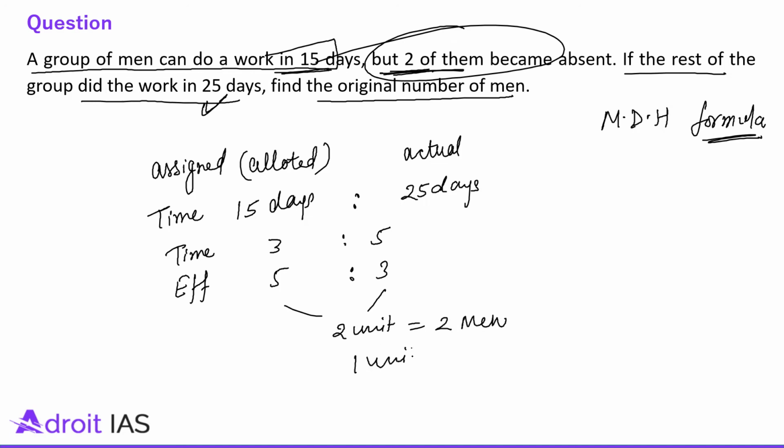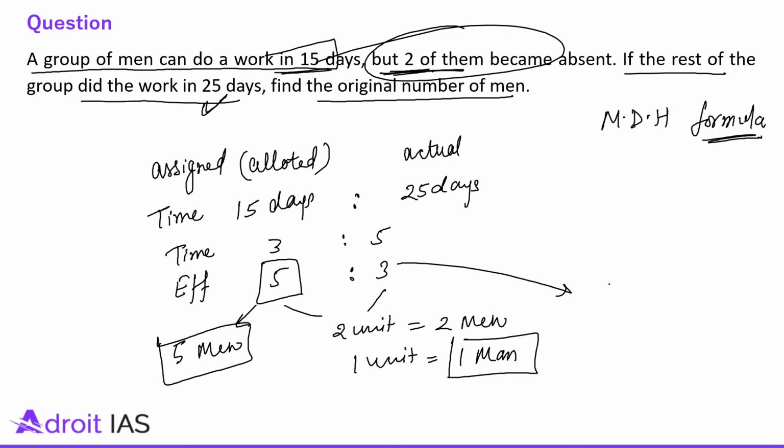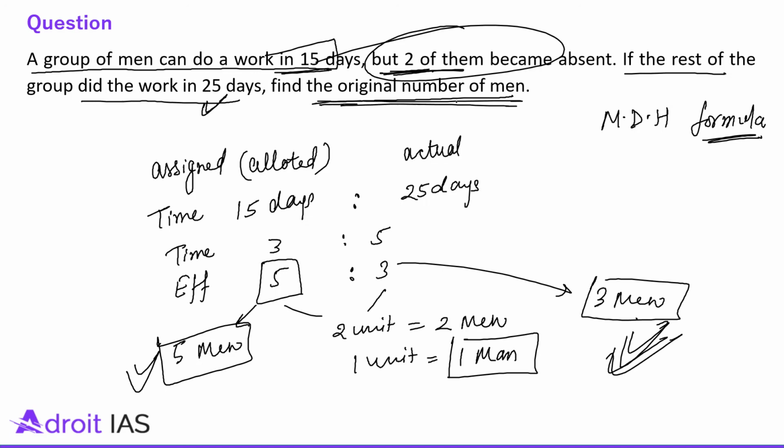So 1 unit is equal to 1 man, right? So 5 units is equal to 5 men, right? And 3 units is equal to 3 men, right? So everyone, the question is actually, it was initially assigned to 5 men, but 3 men turned out for the work, right? So 5 men usually finish that work in 15 days. So 3 men will take 25 days, right? So this is the answer. Find the original number of men. So the original number of men will be 5, right? So this is the answer. Okay, so the original number of men will be 5.